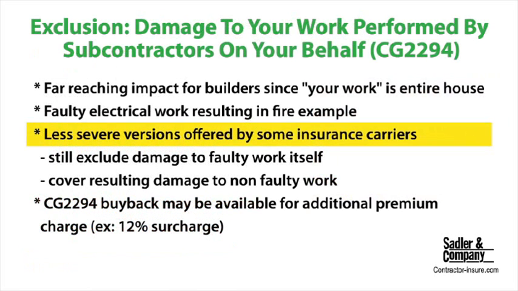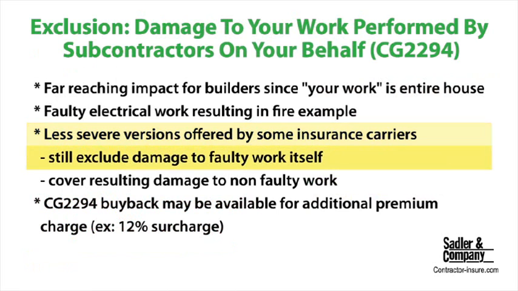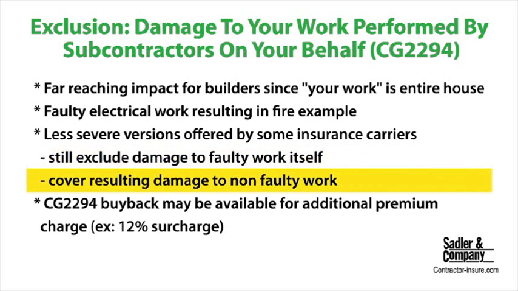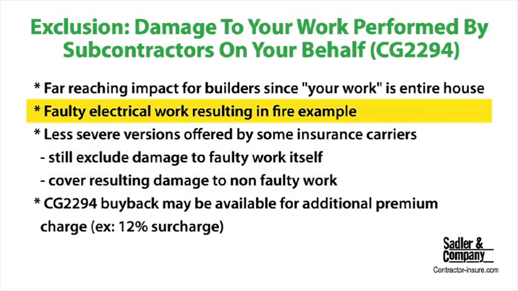Some carriers offer less severe versions of CG 2294. One carrier that we represent has a less severe version, still excludes damage to the faulty work itself, but will cover resulting property damage to the non-faulty work. In the fire example, this policy would not cover the $20,000 of damages to the faulty electrical work, but would cover the resulting $230,000 in damages to the rest of the house.